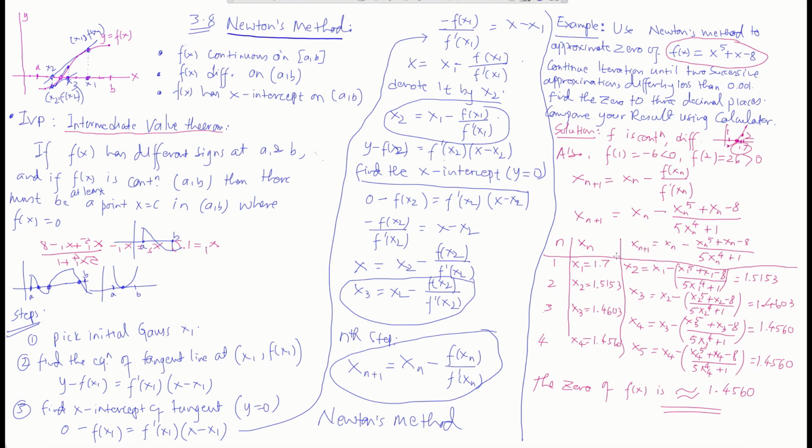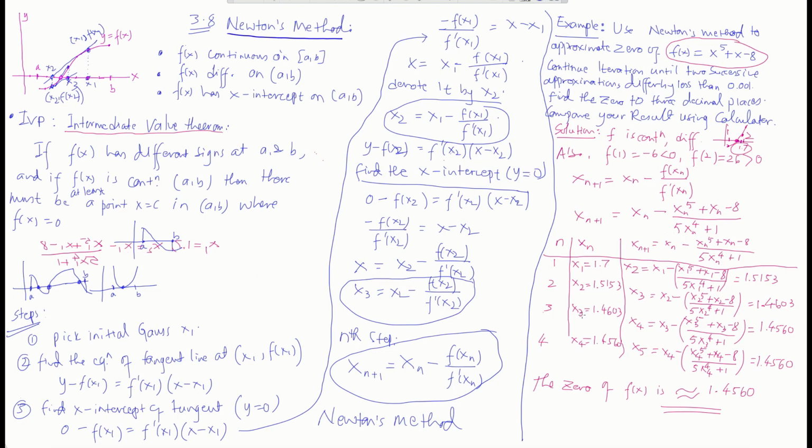Now, when I take n equals 1, this becomes 1 plus 1. So x2 equals x1 minus (x1^5 + x1 - 8) over (5x1^4 + 1). That's what I got, right? Now I plug in the value of x1. Using the calculator, I got 1.5153. So this is x2. Now at n equals 2, I take that value of x2, copy it, and plug in to get x3 equals x2 minus the same expression. Plugging in x2 equals 1.5153, you get 1.4603, which is x3.